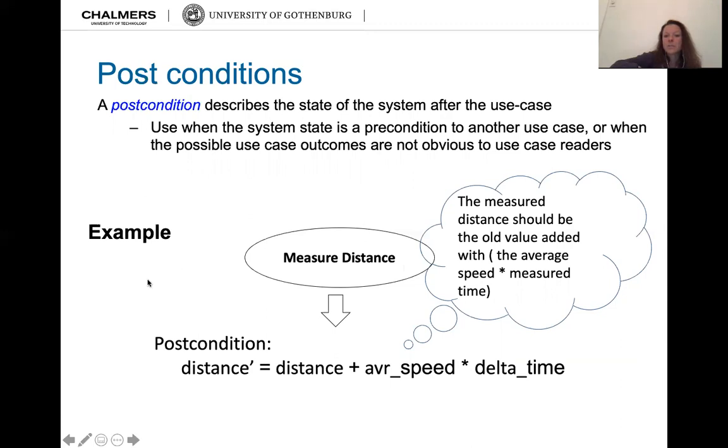So the outcome post condition for the measure distance would be the old value added with the average speed times the measured time. That's how you get to your new distance. And then you have your measured distance of which distance that runner has covered in the meantime. Again, often it can be expressed mathematically, not always. You might also say, user successfully purchased a book.